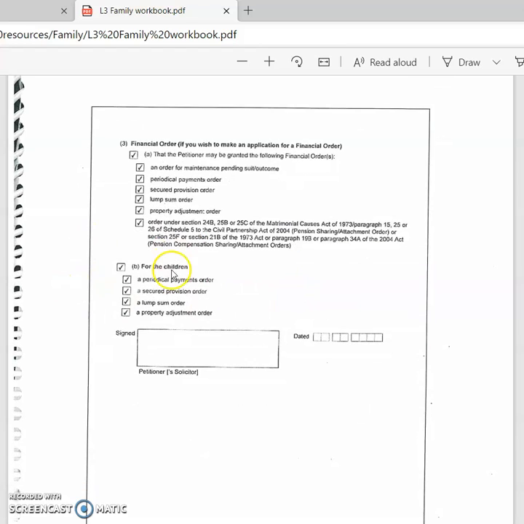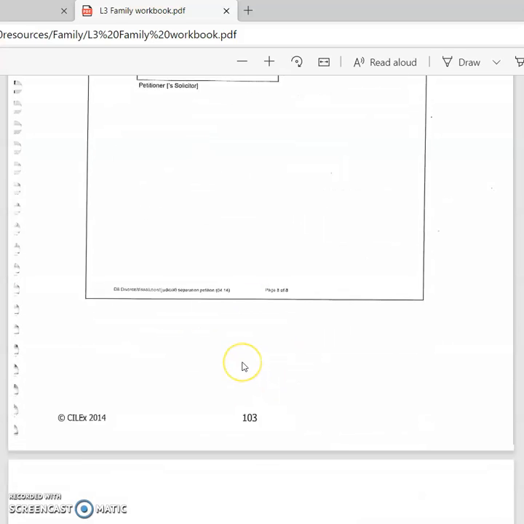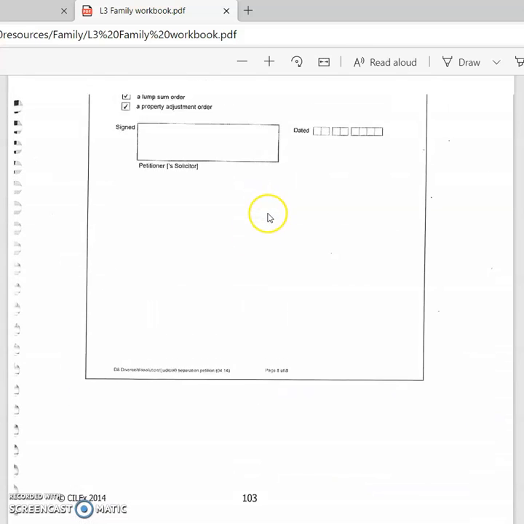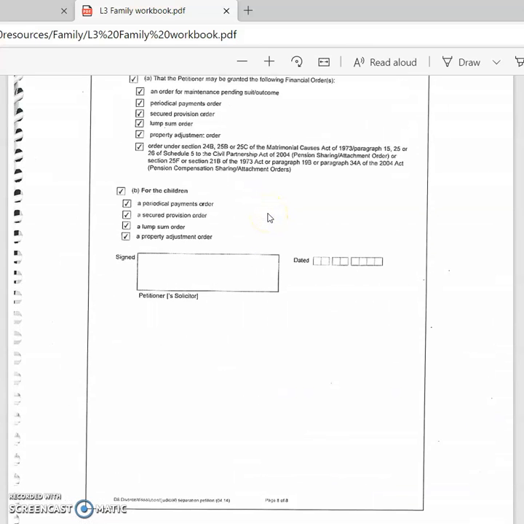And for the children, she wants periodical payments, secure provision, so he has to pay. She wants a lump sum from them, and she wants property signed over to her for them on their behalf. Okay, next bit. Right, that was it. That is the end of the form. It does tend to be about 8 pages back to back, so about 16 pages in total. So as I said, you don't necessarily have to do it, but I need you to understand it, okay?